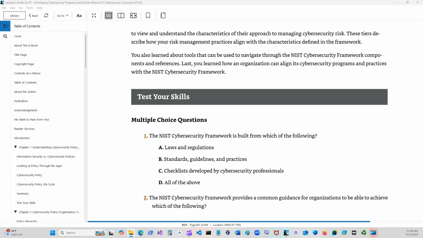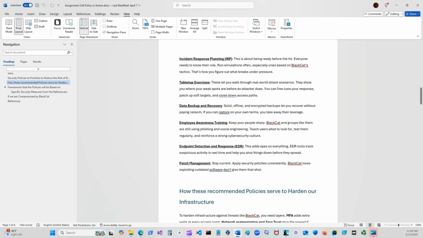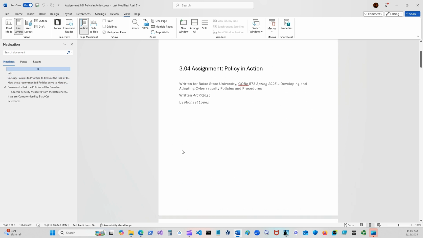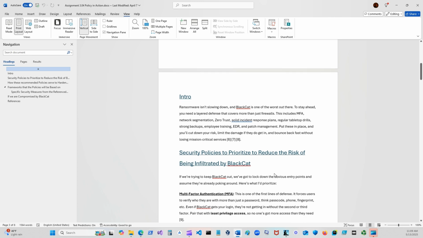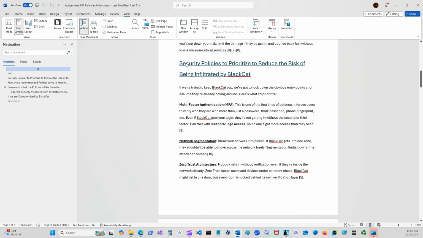Okay, so let's go to one of the policies that I put together, right? Let me see if I can view this. Navigation pane. Okay. So let me show you a little example. Let's say I had a specific attack going on, right? Black Cat, whatever. Security policies to prioritize to reduce the risk of being infiltrated, right?